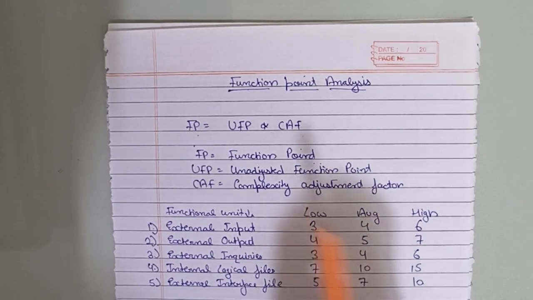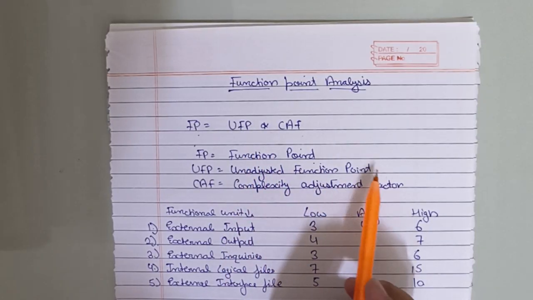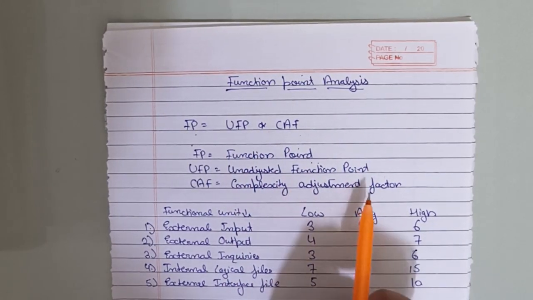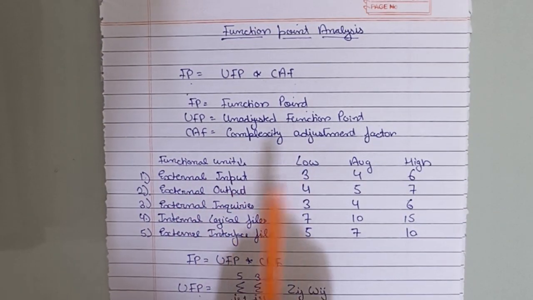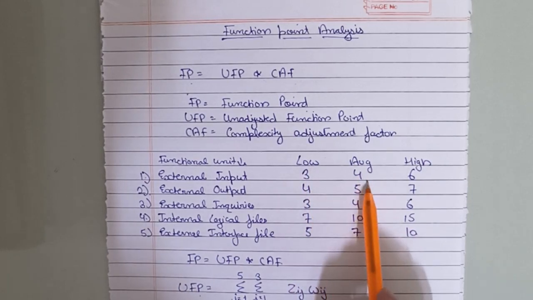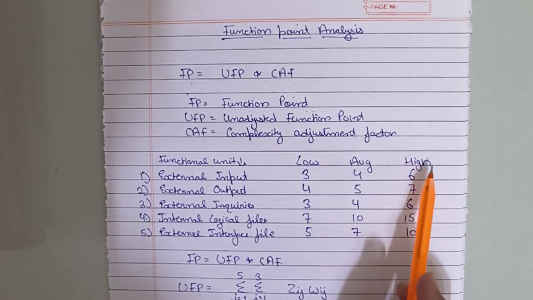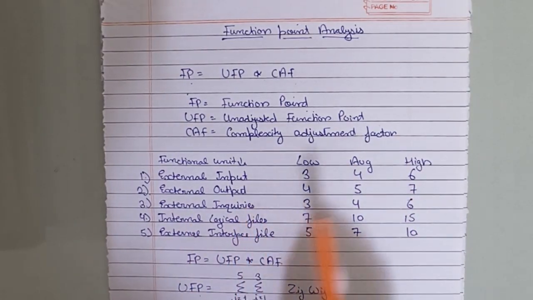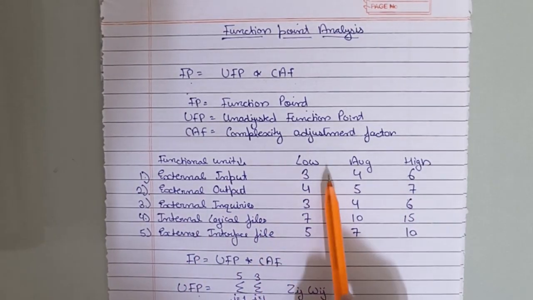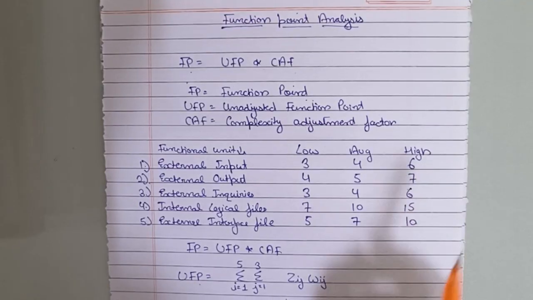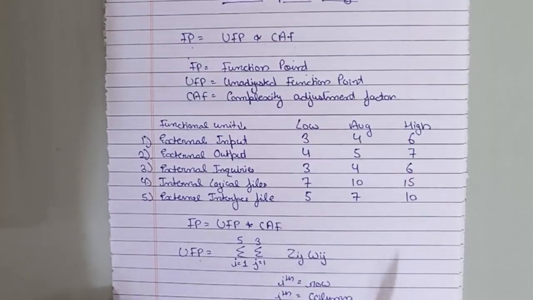Let's take a quick revision. FP, function point, equals UFP, unadjusted function point, into CAF, complexity adjustment factor. Here's function unit external input weighted values, low 3, average 4, high 6. Second external output, low 4, average 5, high 7. External inquiries, low 3, average 4, high 6. Internal logical files, low 7, average 10, high 15. External interface file, low 5, average 7, high 10.